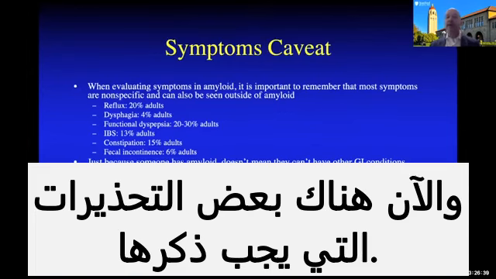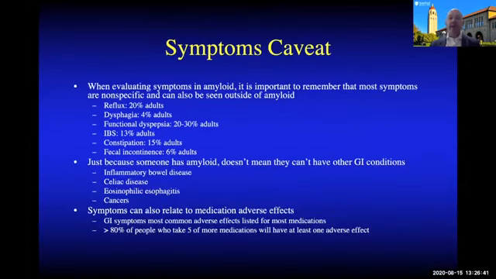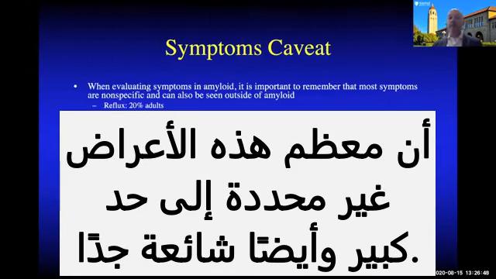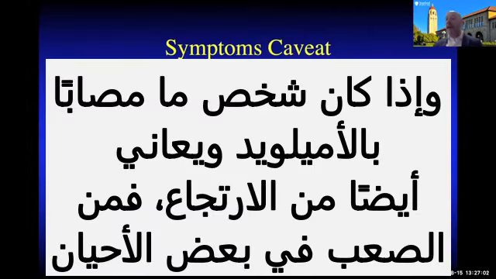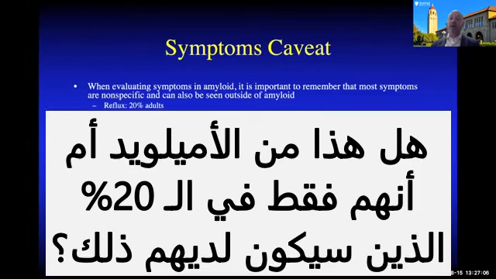Now, there's some caveats that have to be mentioned. One is that when we look at GI symptoms with amyloid, it's important to recall that most of these symptoms are pretty nonspecific and also pretty common. And so if someone comes in with reflux, it's hard to say that's amyloid up front because 20% of American adults will have symptoms of reflux at least once a week. And if someone has amyloid and they also have reflux, it's sometimes hard to know, is that from the amyloid or are they just in the 20% that would have that?